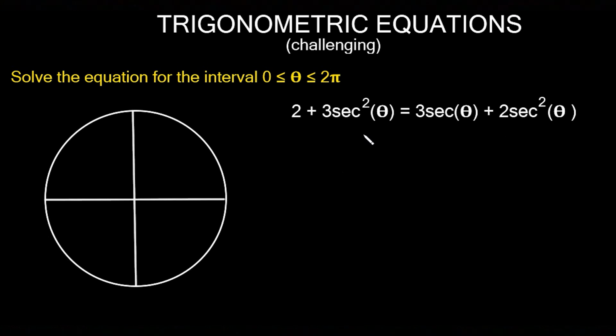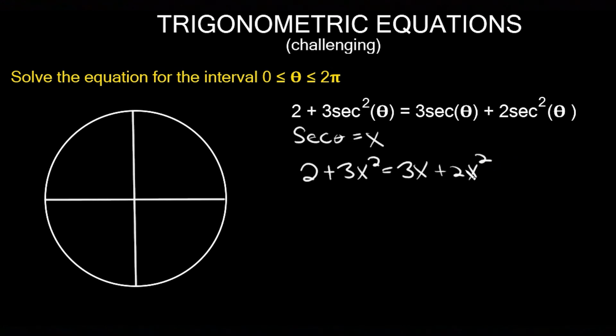So here's our next example. And just like the other example, you can see that I'm not going to be able to isolate secant theta here, because I have a combination of secant. I have secant squared theta, and I also have secant theta. So this is very similar to a quadratic, meaning I'm going to say secant theta is equal to x. And then I'm going to make the substitution right now. So rewriting the problem, I'm going to say 2 plus 3x squared equal to 3x, and then plus 2x squared. So now you can clearly see I'm dealing with a quadratic.